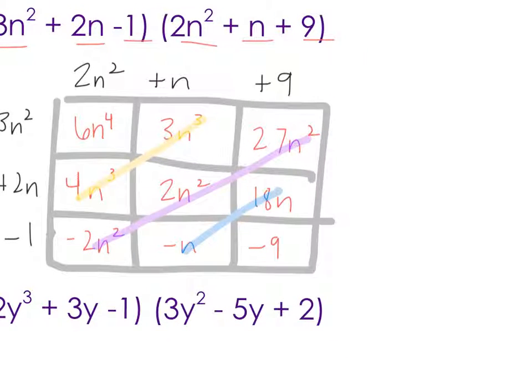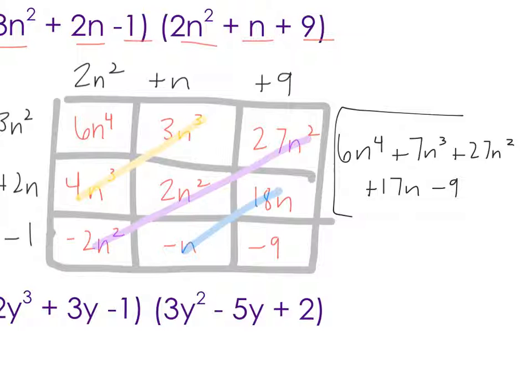So now if I put together these like terms here, I'm going to scoot this over so I have some more room. I have 6n to the 4th, and then 4n cubed and 3n cubed give me plus 7n cubed. And then negative 2n squared and n squared, those two cancel out, but then I have 27n squared, so plus 27n squared. And then negative n plus 18n is plus 17n, and then minus 9. And that would be my final answer.